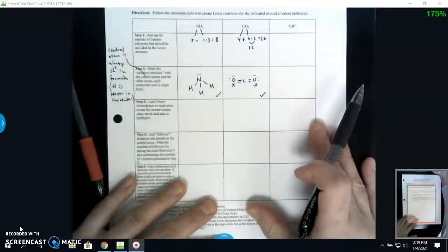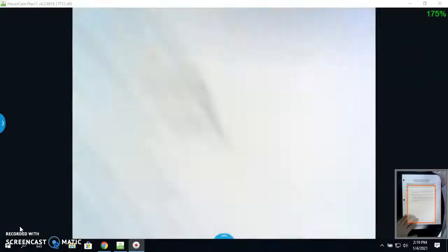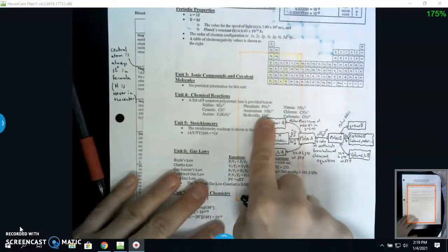Okay, last example here. Hydroxide. Remember, hydroxide is a charged polyatomic ion. We have a list of 9 common polyatomic ions on the back of our periodic table. Hydroxide is one of them. It's right here, OH with a -1 charge.